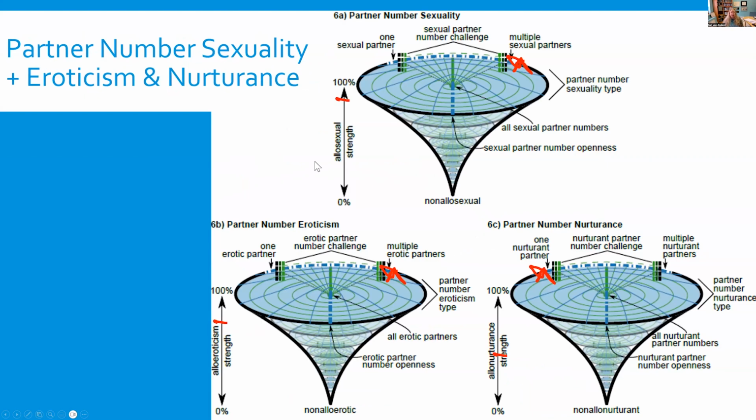And here again, that eroticism and nurturance comes in handy because this person shows they're interested in multiple sexual partners, but really, that's mostly multiple erotic partners, and they're more interested in one nurturing partner. And so we see that those can branch.